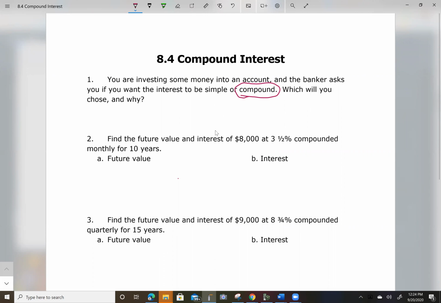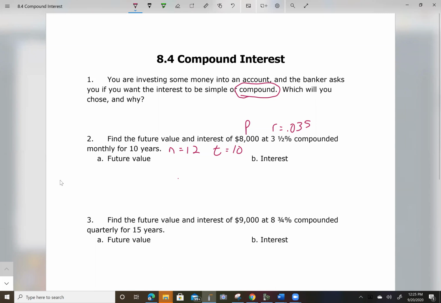Find the future value and interest of $8,000. So there's our P at 3.5%. So our rate is going to be 0.035 compounded monthly. So N is going to be 12 and T is going to be 10.